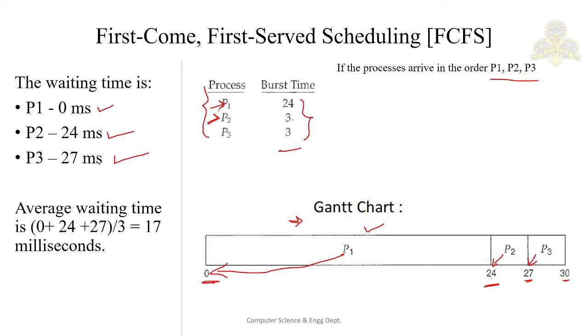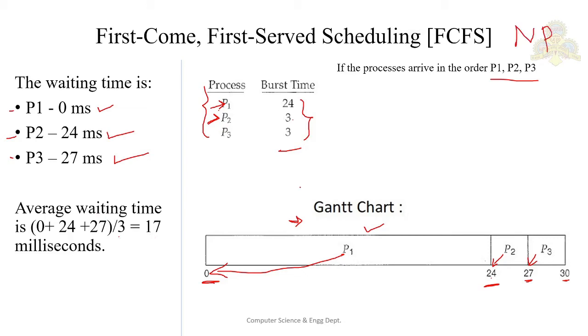Now you have to calculate the average waiting time, AWT. How do you calculate that? You have to add all the waiting times of the processes and divide that by the total number of processes. We have 0 milliseconds for P1, 24 milliseconds for P2 and 27 milliseconds for P3. Add these up, 0 plus 24 plus 27, and divide the whole thing by the total number of processes. You have 3 processes, P1, P2, P3, so divided by 3. You'll get 17 milliseconds.